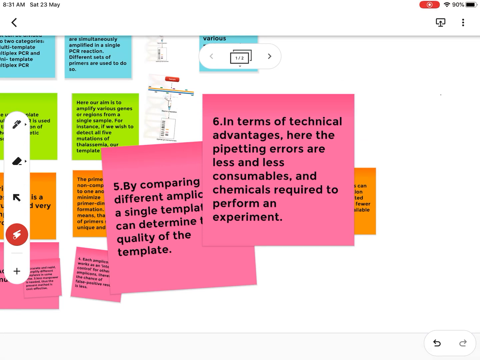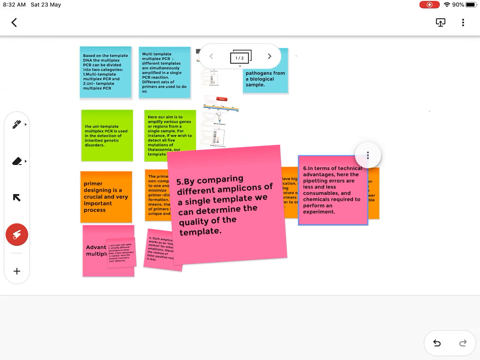In terms of technical advantage, the pipetting errors are less, and fewer consumables and fewer chemicals are required to perform an experiment. Remember that for polymerization we require the Taq DNA polymerase, and this Taq DNA polymerase is a very costly reagent in polymerase chain reaction. So for amplification of more than one template DNA, using more than one set of primers, we can use the same Taq polymerase. By this we can save the cost or expenses on Taq DNA polymerase enzyme.